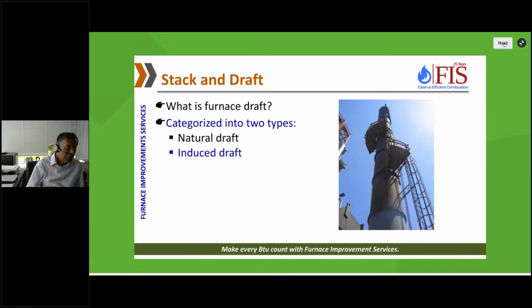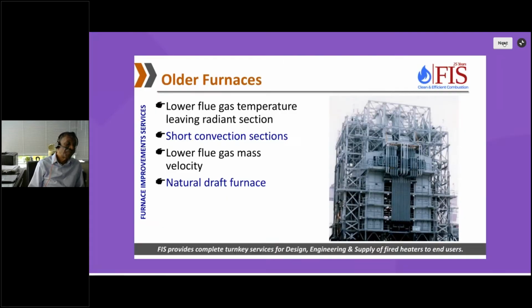So we still have a few minutes left. Let's talk about the furnace draft. There are two types of draft we utilize in these furnaces: natural draft and induced draft. In the old days, the convection sections used to be small, and we would design them with lower flue gas mass velocity, so we could have natural draft furnaces.